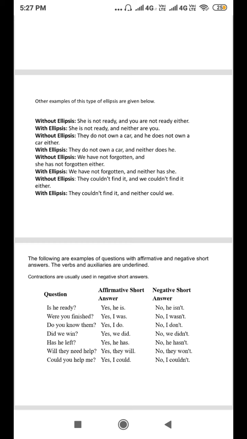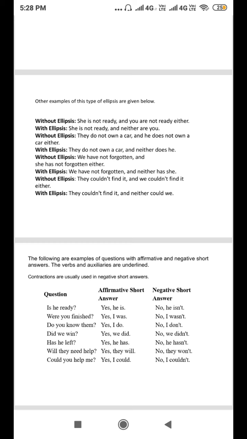Do you know them? Yes I do. Did you know them? Yes I did. Like that. And then if you don't know, you don't have to say no I do not know them. Instead of saying that, you make use of ellipsis and you say no I don't, simply. Did we win? Becomes yes we did, or no we didn't, meaning no we did not win.